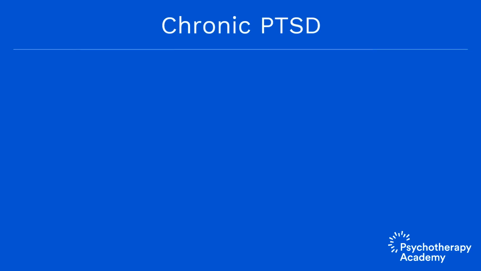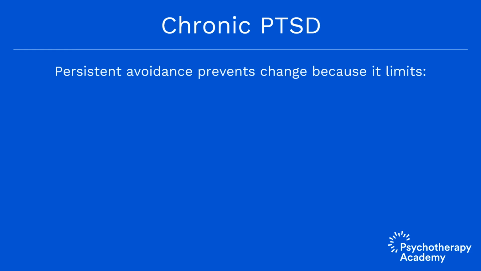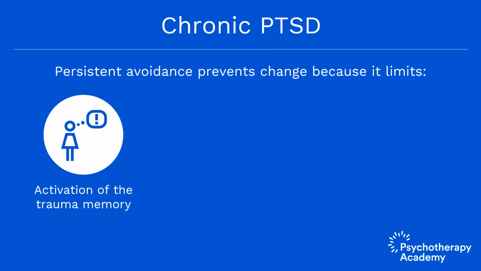In chronic PTSD, we see that the persistent cognitive and behavioral avoidance prevents the change in the trauma memory because it limits activation of the trauma memory. Remember earlier, we said that when something important happens to us, we need to emotionally process it. One of the best ways we process it is by thinking about it. For example, with the grief process, we think about the person we lost. We cry about the person. We talk with other people and cry about them. And then eventually it becomes less distressing. It'll always be sad that we lost them, but maybe 6 months down the road, we can think of them without crying. But if we avoid any activation of the trauma memory, then it prevents this process.